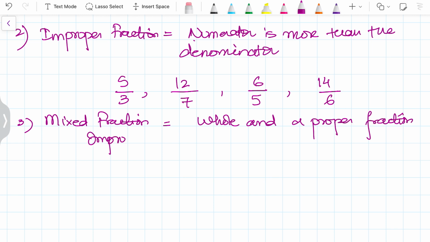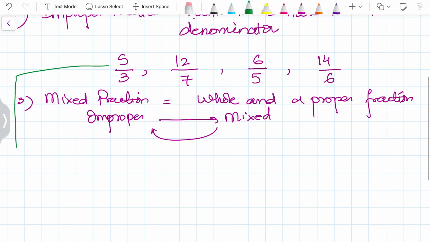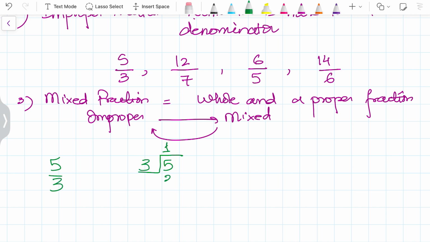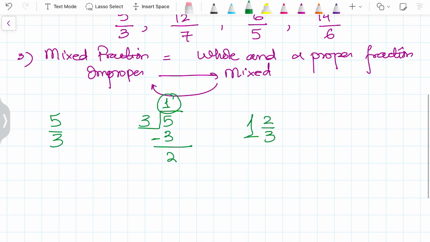Improper fractions can be changed into mixed fractions, and mixed can go back to improper. How do we change an improper fraction into a mixed fraction? So let's take the first example, 5 upon 3. Let's do long division. 3 times 1 is 3. The remainder is 2. So I can say 1 whole 2 upon 3.